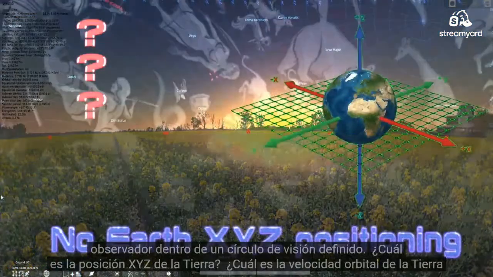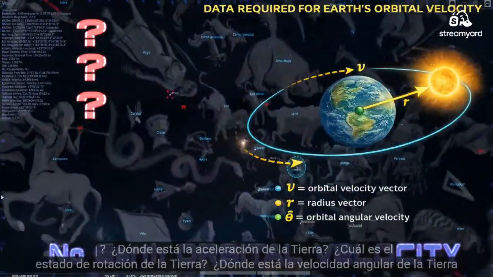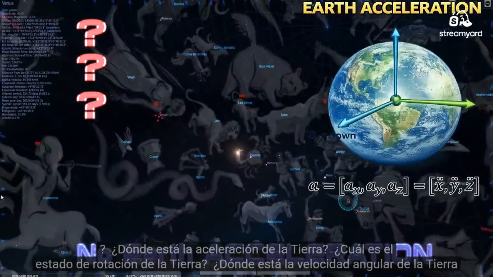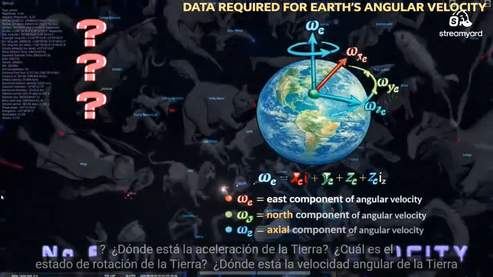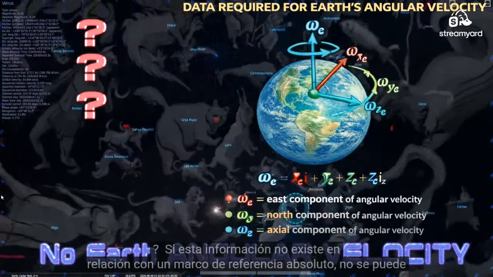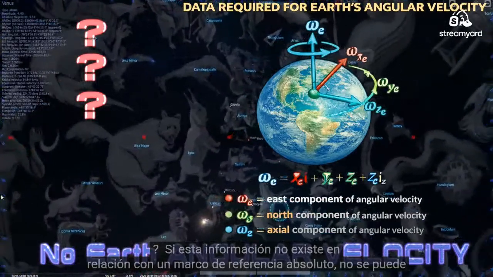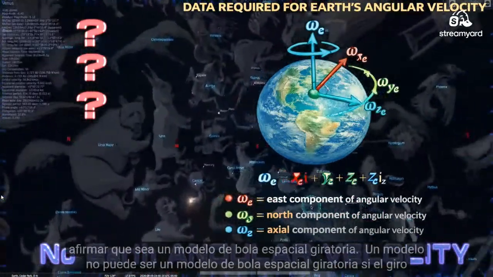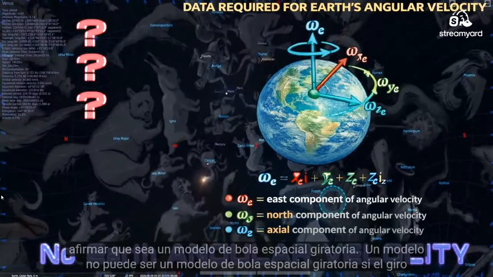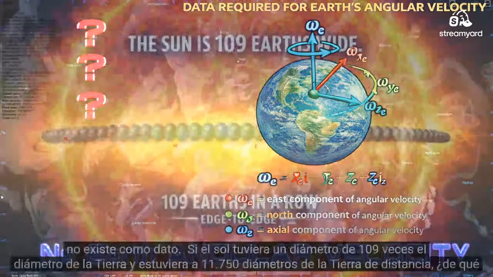Where is Earth's XYZ position? Where is Earth's orbital velocity? Where is Earth's acceleration? Where is Earth's rotation state? Where is Earth's angular velocity? If this information does not exist in relation to an absolute reference frame, it cannot be claimed as a spinning spaceball model. A model cannot be a spinning spaceball model if the spin does not exist as data.